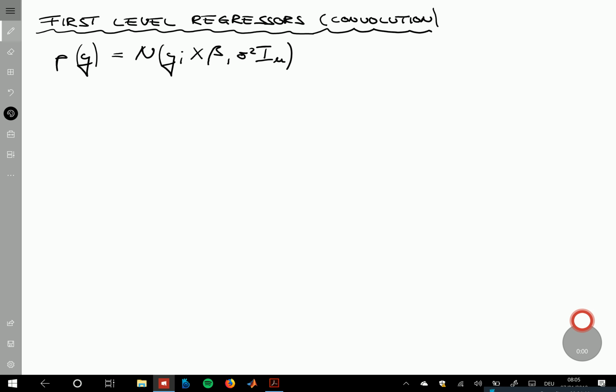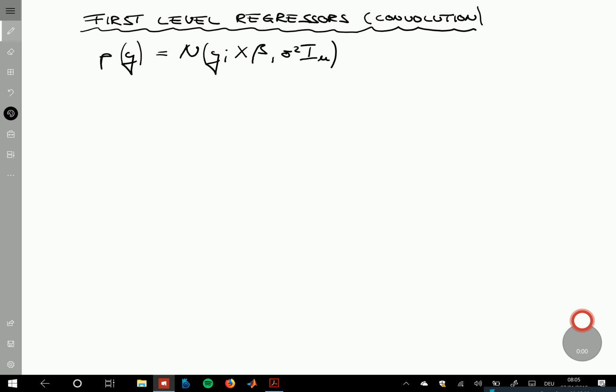This is, in a way, the fundamental equation that describes the GLM, not only for fMRI. And when we are talking about fMRI, this is what I want to remind you of. So here this P, what does the P mean?